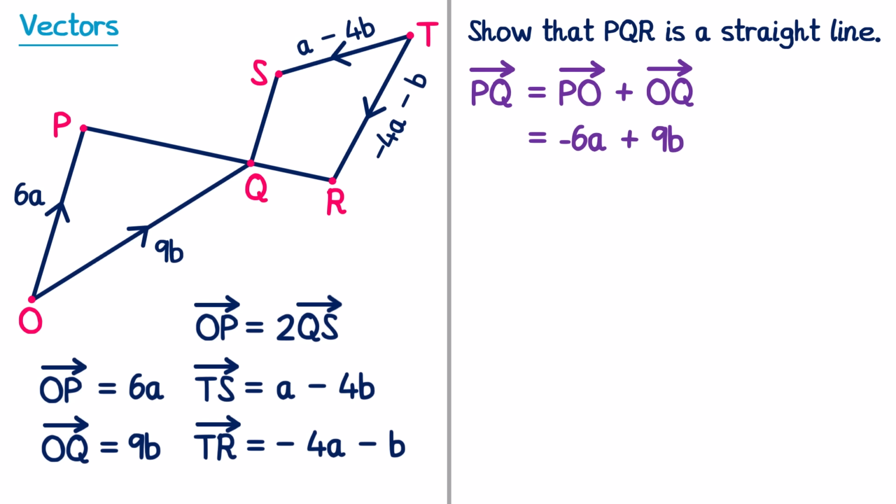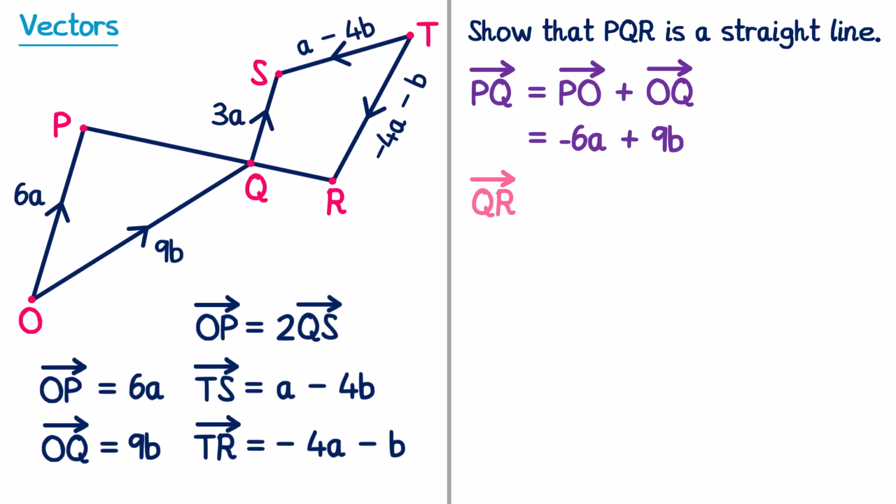So now we need to decide if we're going to do PR or QR to go with this, and looking at the diagram, I think QR would be easier. So we're going to work out the vector from Q to R, and at first it looks like we don't have all the information we need, but we are told in the question that OP is equal to 2 lots of QS, and we do have OP. So if OP is double QS, then QS must be half of OP. If OP is 6a, then QS must be half of this, which is 3a. So we can put from Q to S onto our diagram at 3a.